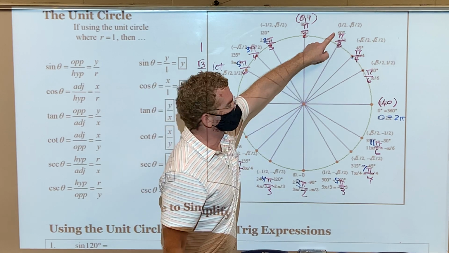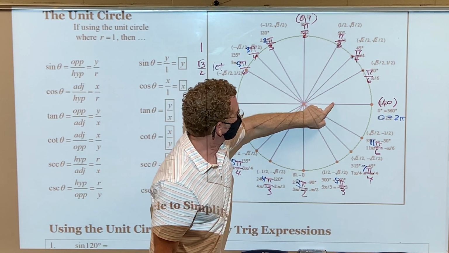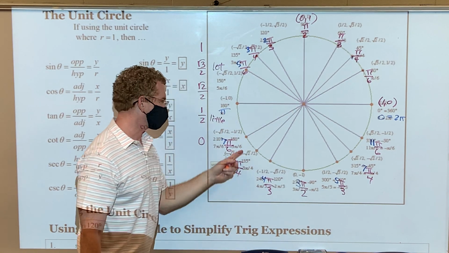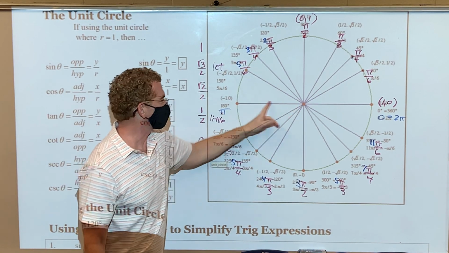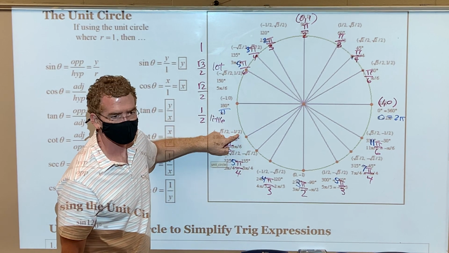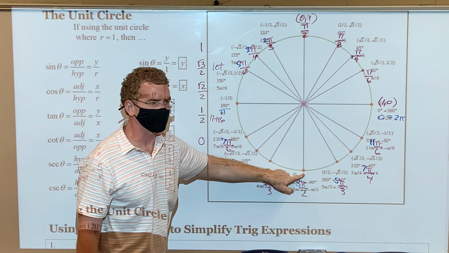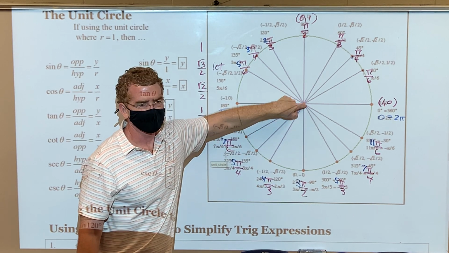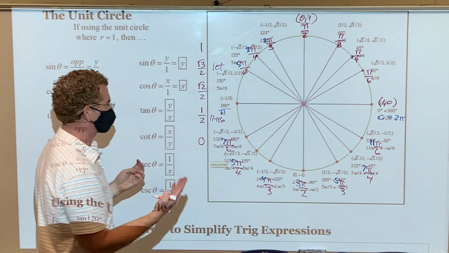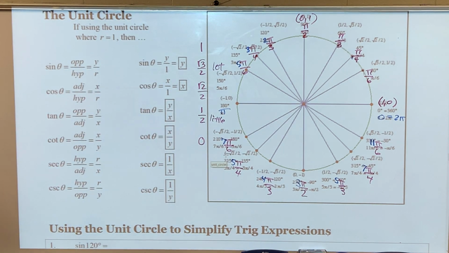To get to 60 degrees, up here, what did I do? A little, a lot. 1/2, square root of 3 over 2. To get to 210, what did I do? Negative a lot, negative a little. Negative square root of 3 over 2, negative 1/2. To get to 270, what did I do? No movement, down negative 1. And once you think of your movements all like this, it's pretty easy to navigate that unit circle.